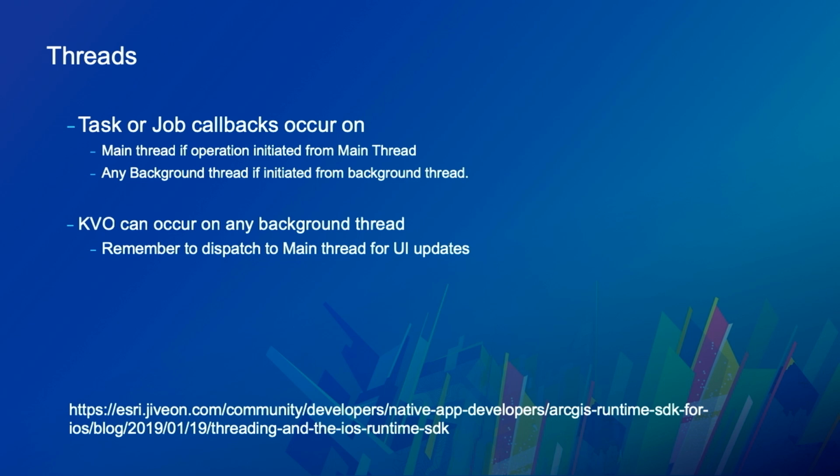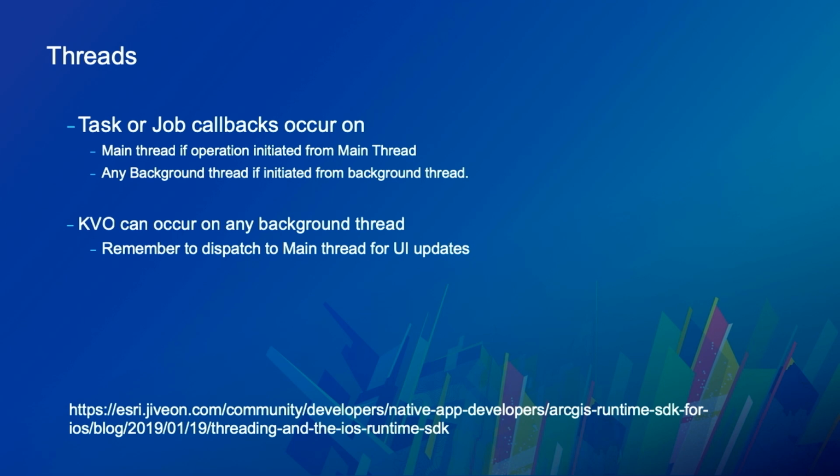Something to think about is threading. We have a pattern that we follow, which we use to make sure we call back on a certain thread that you expect. Basically, if you invoke the operation from the main thread, we'll call back on the main thread because we're expecting you probably want to update the UI. But if you called that operation from a background thread, then we will call you back on any background thread, because we assume you don't want things to happen on the main thread.